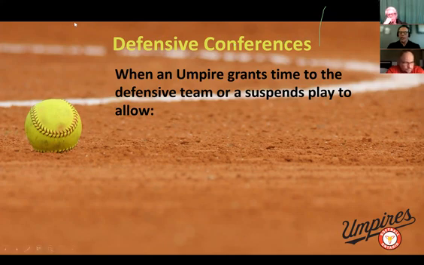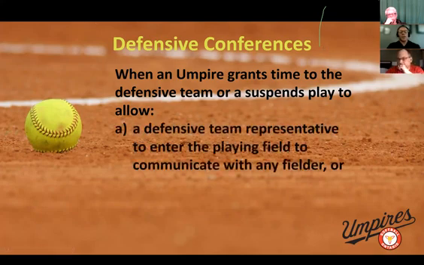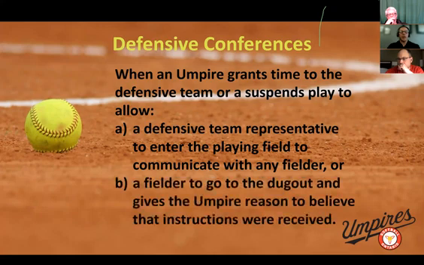So we're talking about whenever an umpire grants time to the defensive team or suspends play to allow a defensive team rep to enter the playing field to communicate with any fielder, or if a fielder goes to the dugout or bench area and gives the umpire reason to believe that instructions were received. Not to go too deep on this, but we know what a defensive conference usually looks like. It's usually a coach calling time to go and speak with their pitcher, and most defensive conferences are exactly those.